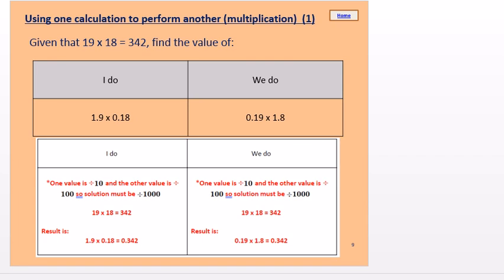Okay, so 0.19 times 1.8. Now 0.19 is 100 times smaller than 19. 1.8 is 10 times smaller than 18. So again, our answer is going to be 100 times 10, which is 1,000. 1,000 times smaller than 342. So 342 divided by 1,000 gives me 0.342. Give yourself a tick in green pen if you got that right. Well done, Year 9.